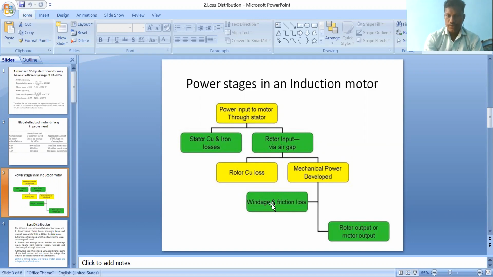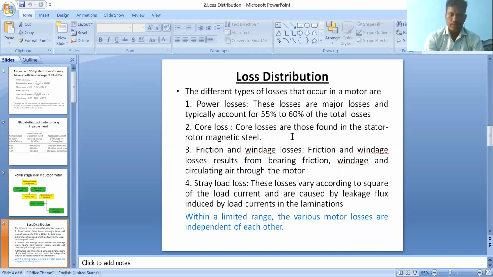What is meant by constant losses? Eddy current losses and hysteresis losses. Friction and windage losses are another type of loss. And finally, we get the rotor output or motor output. So these are the power stages we consider in induction motors. It is the basic concept.